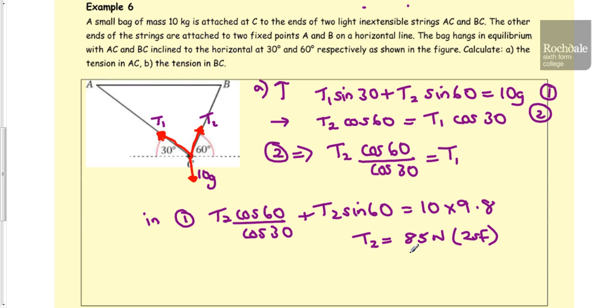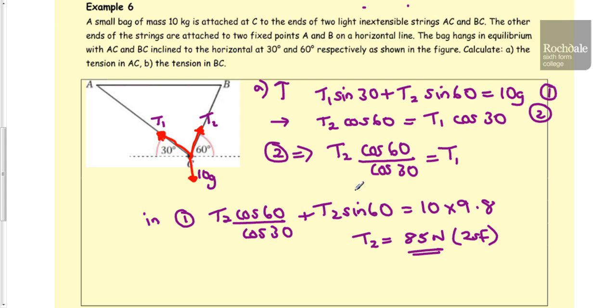So just pause the video at that point and use your calculator, work out these two coefficients, add them together, and then 10 times 9.8 divided by that coefficient will give you the value of T2. I've rounded it to 2SF, but make sure you keep the full value in your calculator.